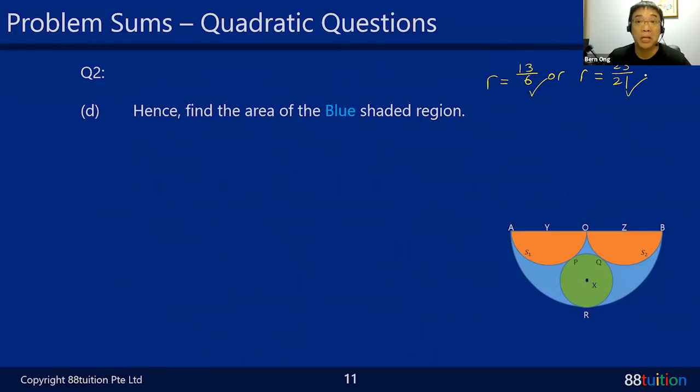So you cannot say reject the negative, cannot. All right. So you have to sub into one of them to determine whether it will be a negative number or a positive number, or will the number be a 0.